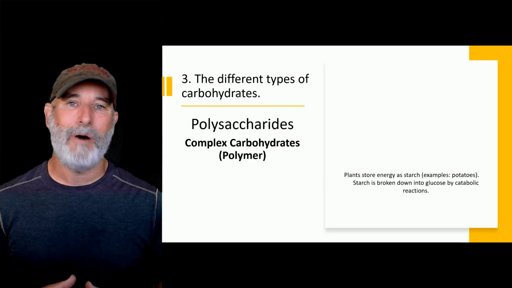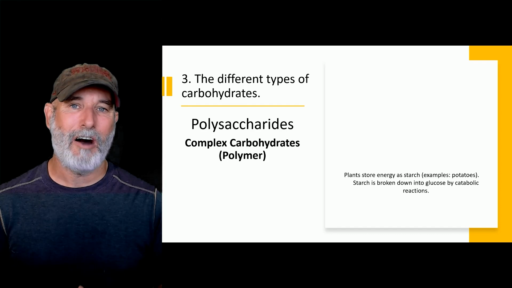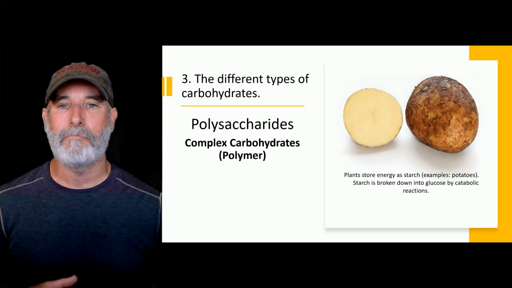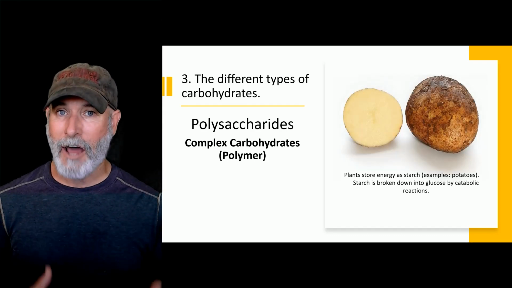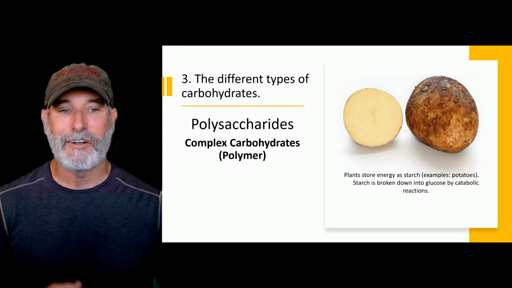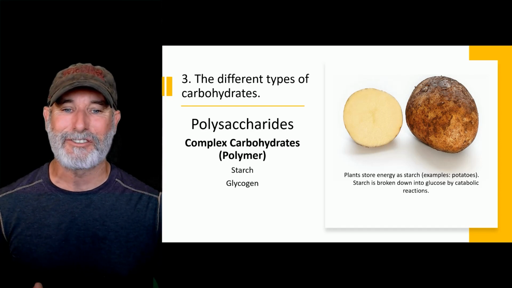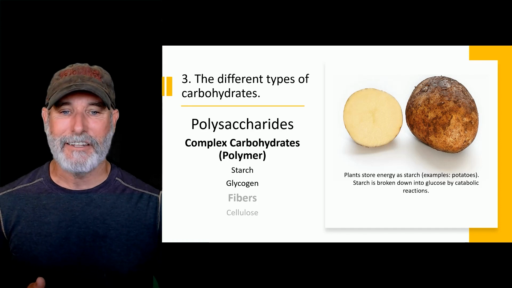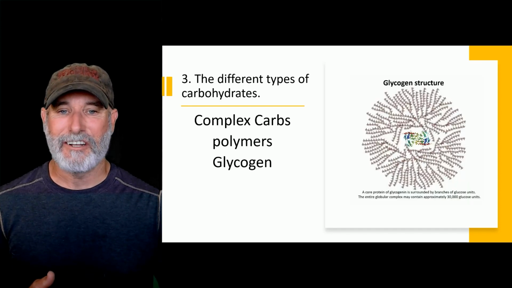Okay, now polysaccharides. These are complex carbohydrates. These are polymers, and the monomer, the building block of our polysaccharides, of course, is glucose. So there's our potato. Potatoes store lots of starch that is made by plants. And there's also fibers and cellulose.